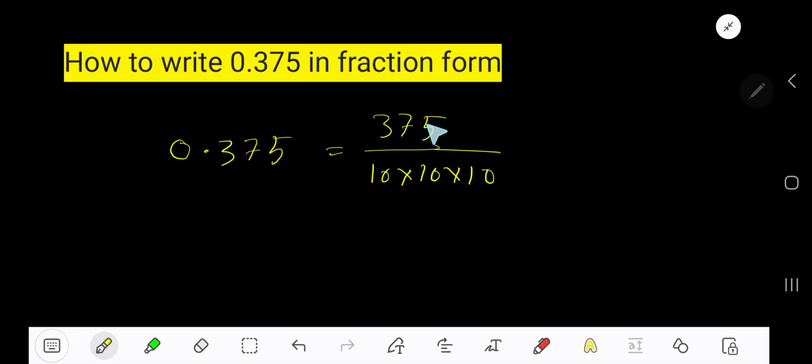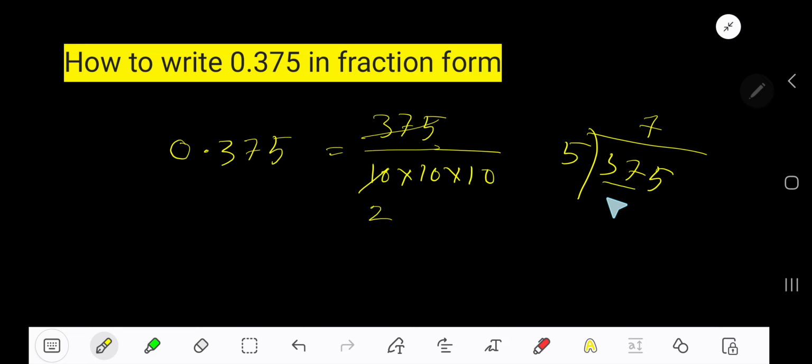But if you want to reduce that fraction in multiple steps, then you need to divide the numerator and denominator by a common factor. This is divisible by 5, this is divisible by 5. So if I divide this 10 by 5, I will get 2. If I divide 375 by 5, I will get what? 5 goes into 37, 7 times, 7 times 5 is 35, subtract, 2, bring down this 5, 5 goes into 25, 5 times. So 75.